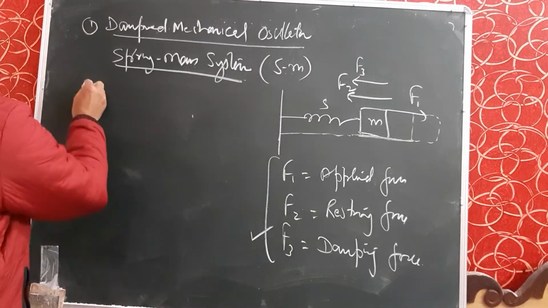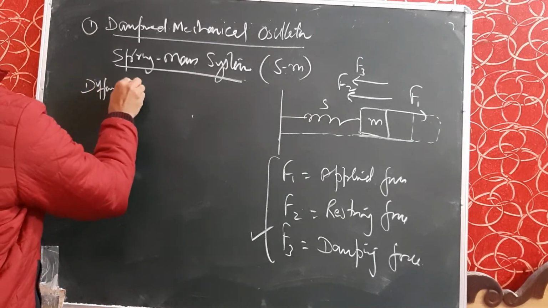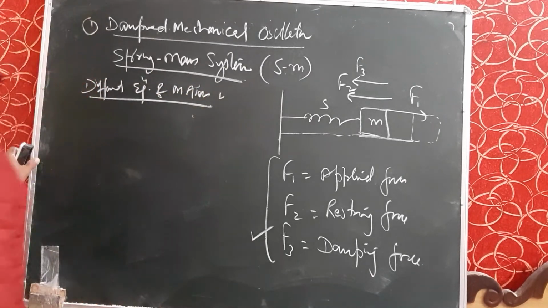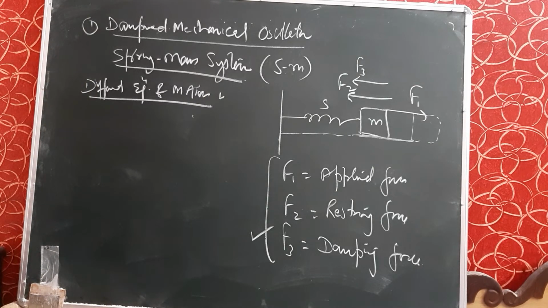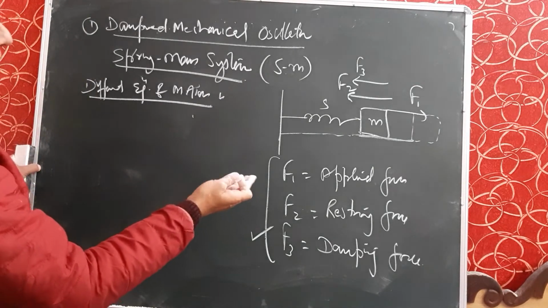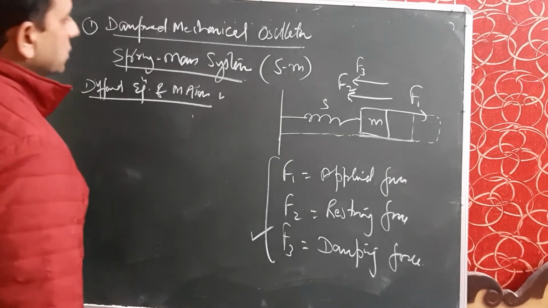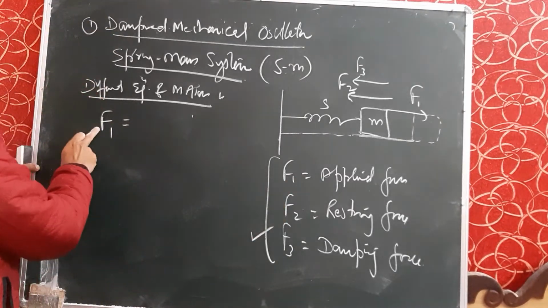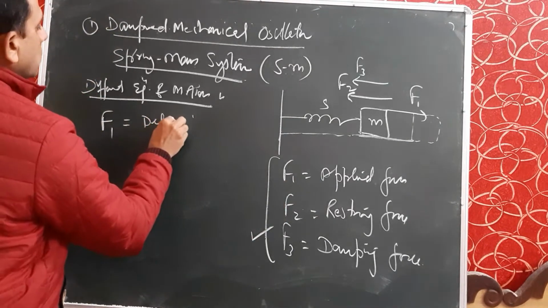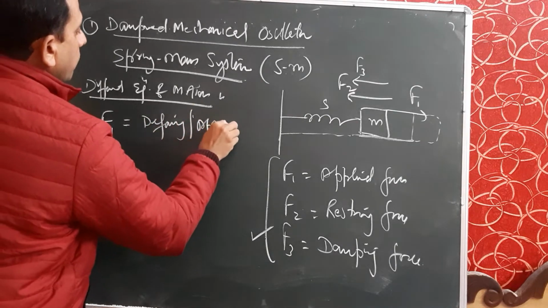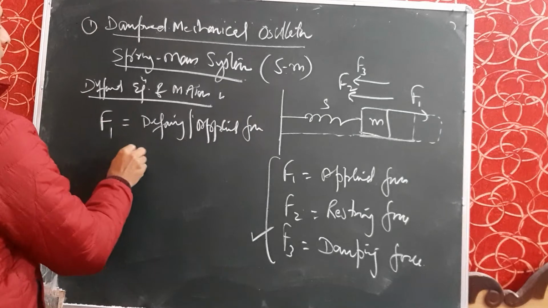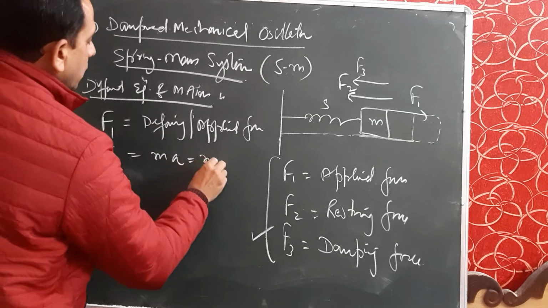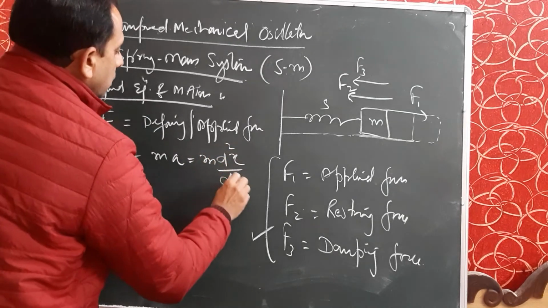So, to find the differential equation of motion, we will derive the equation of motion. Similarly, we will follow the same steps as we studied in the previous articles. F1 is the deforming or applied force. This force is nothing but m into a. So, F1 is m into a, which is m into d square x upon dt square.